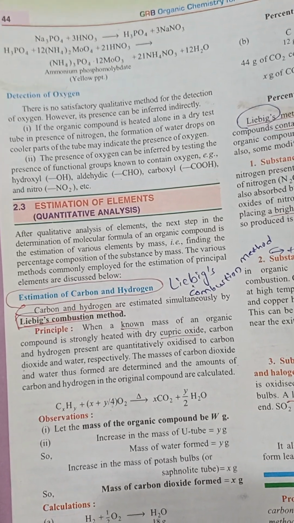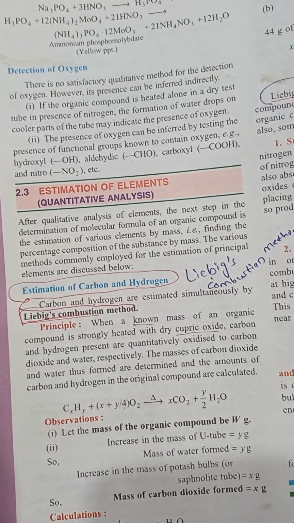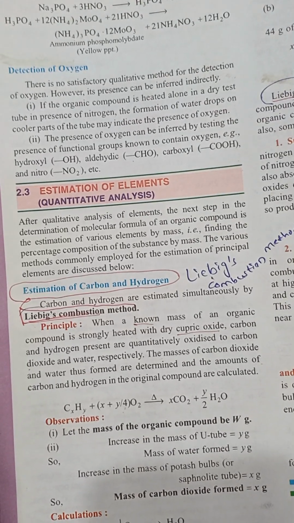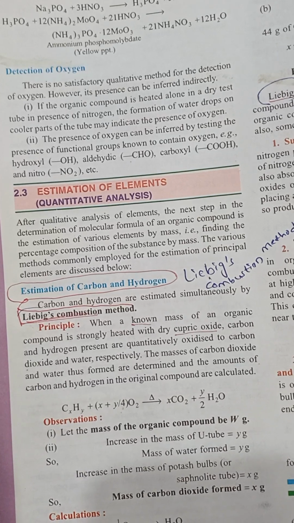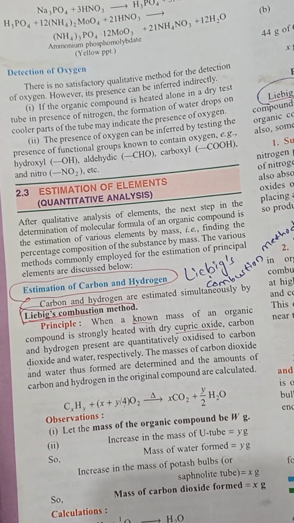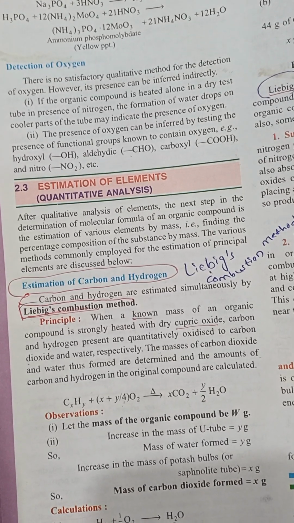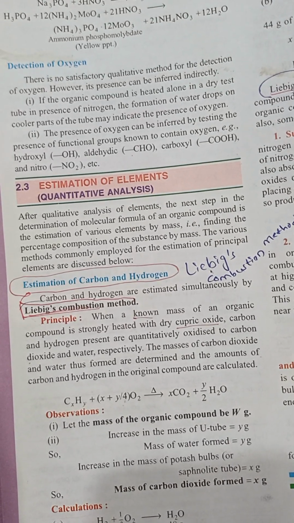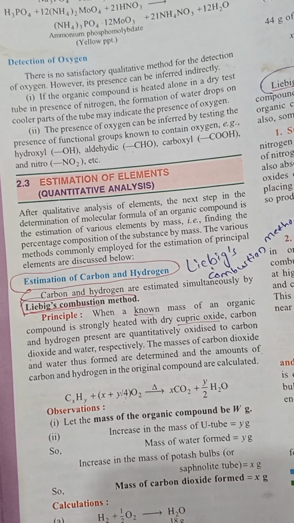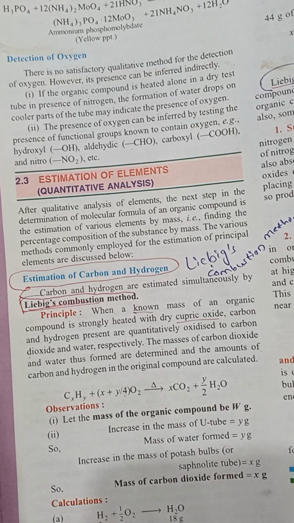Now let us see detection of oxygen. There is no satisfactory qualitative method for the detection of oxygen. However, its presence can be inferred indirectly. First one, if the organic compound is heated alone in a dry test tube in presence of nitrogen, the formation of water drops on cooler parts of the tube may indicate the presence of oxygen.